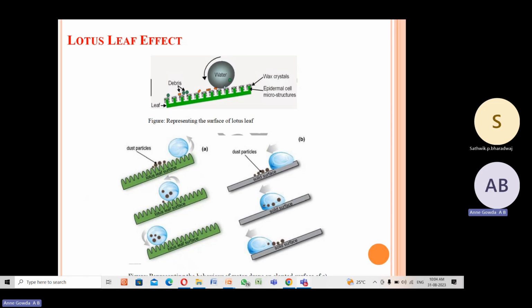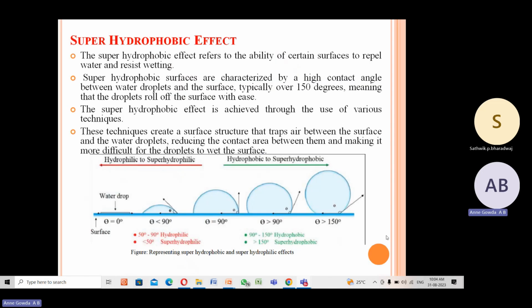But when water falls on this lotus leaf, due to these bumps, a high surface angle is created between the water droplet and the surface, which will be more than 150 degrees, making it super hydrophobic in nature. Super hydrophobic means it repels the water, and that water rolls off very easily on that surface, and along with it, it takes whatever dust particles are residing on that surface.